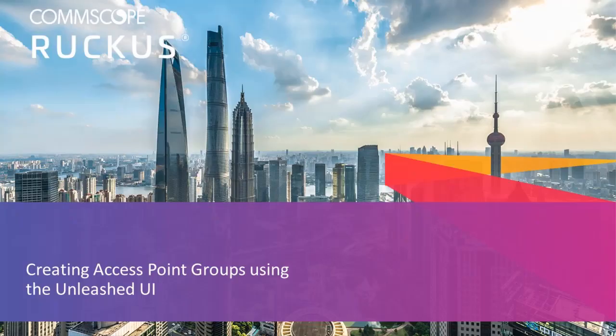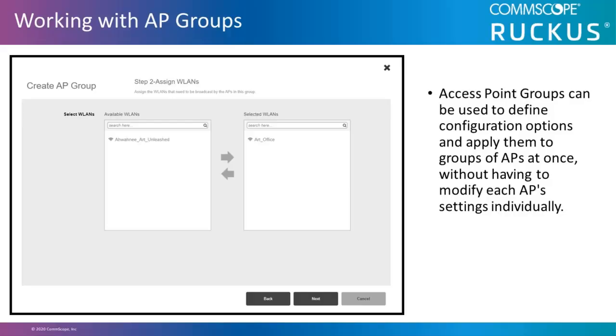In this video, I'll demonstrate how to create AP groups using the Unleashed user interface. Access point groups can be used to define configuration options and apply them to groups of APs at once without having to modify each AP's settings individually. This allows the administrator greater network control.